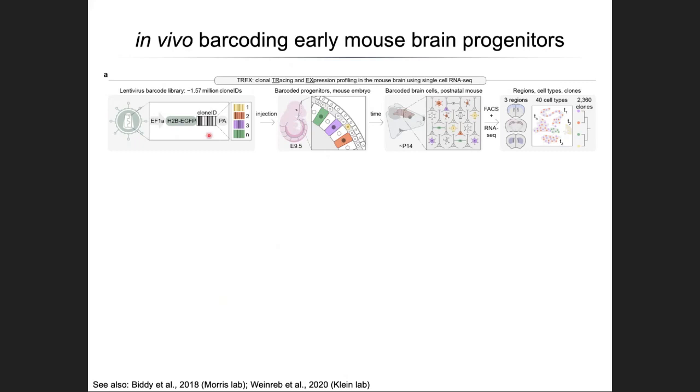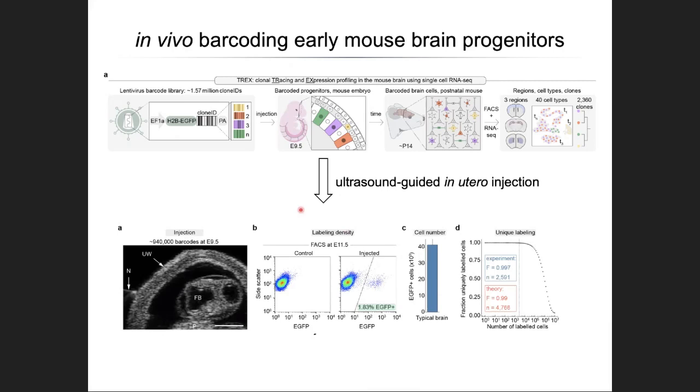In the UTR, you have a barcode, which we call a cloneID, and this is upstream of a polyA site for single-cell RNA-seq capture. The way we barcode the cells is we use an ultrasound-guided in utero injection. We're interested in the developing mouse brain, so we inject roughly 1 million barcodes into the mouse forebrain at embryonic time point E9.5. That's just before neurogenesis begins.